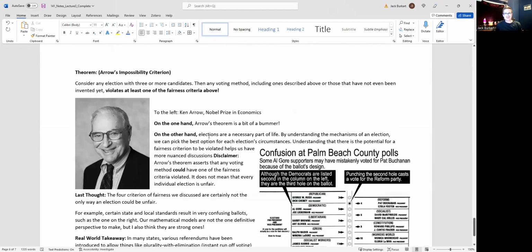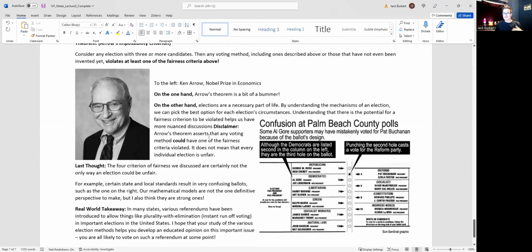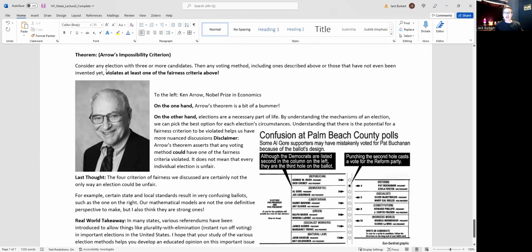It turns out that there's a very impressive theorem in mathematics, which is a bit of a downer, called Arrow's impossibility theorem. It says the following: consider any election with 3 or more candidates. Then any voting method, including ones described above or those that have not even been invented yet, violates at least one of the fairness criteria. This is a picture of Ken Arrow right here. What it means is no matter how you set up an election, it will violate one of these 4 fairness criteria.